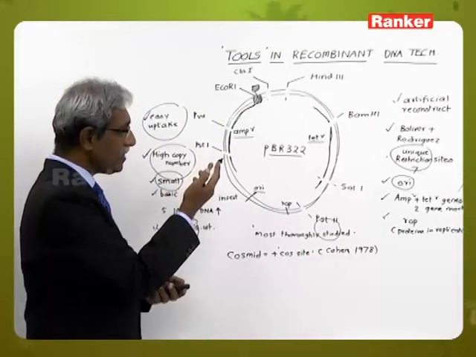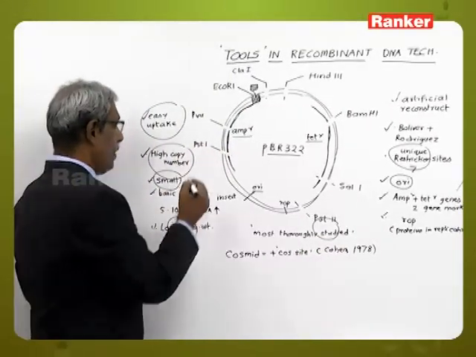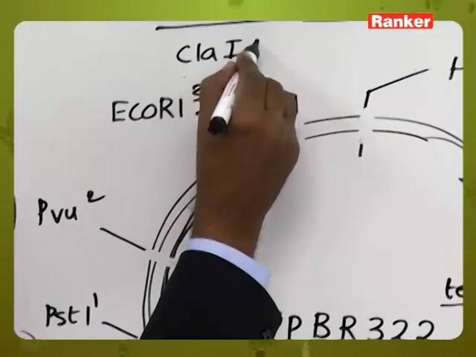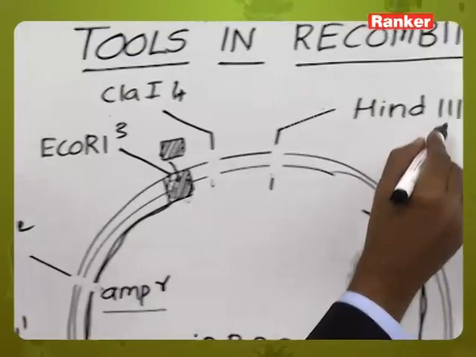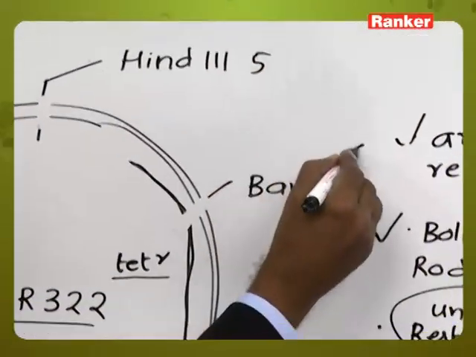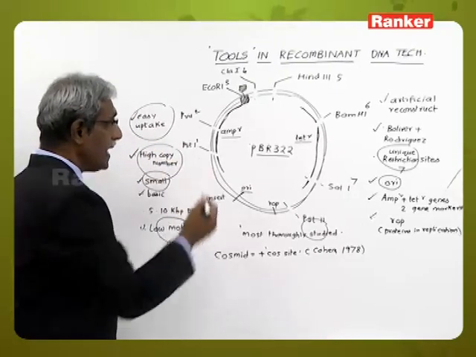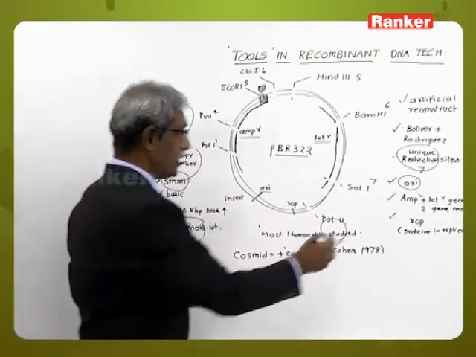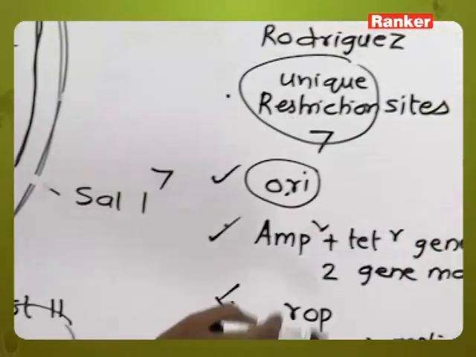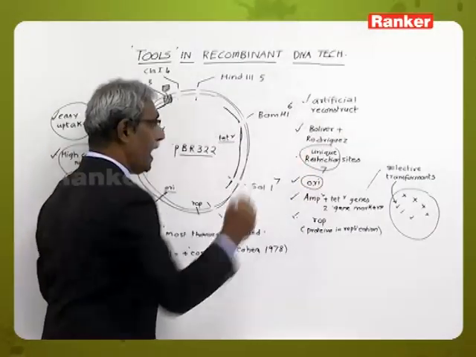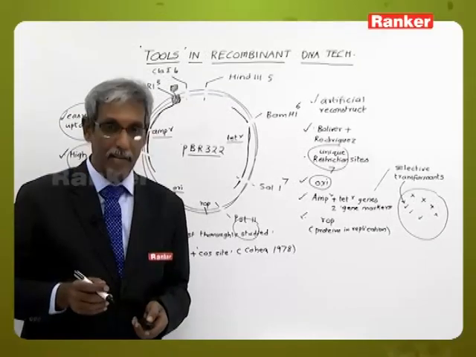What are the unique restriction sites in the case of pBR322? We have PstI, PvuII, EcoRI, ClaI, HindIII, BamHI and also SalI. So we understand it has 7 important restriction sites. It has an ORI, it has 2 gene markers, it has the ROP gene, and it is an artificially reconstructed plasmid.